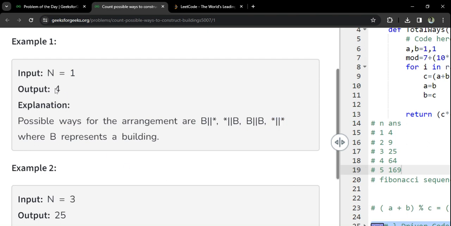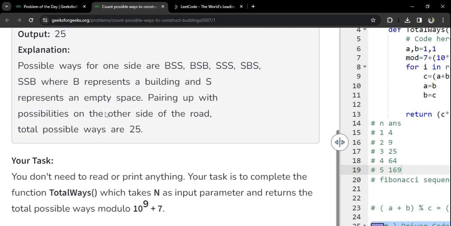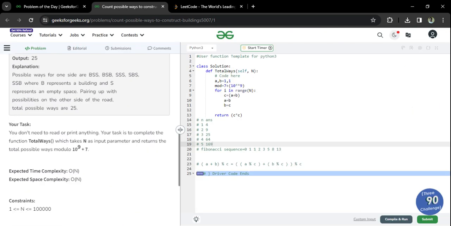So these are the very four ways. And for n equal to 3, they have just given the answer. And yeah, that's what it is. So let us quickly try to understand what is happening.